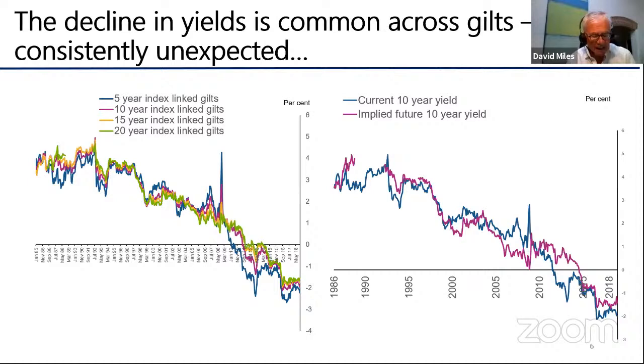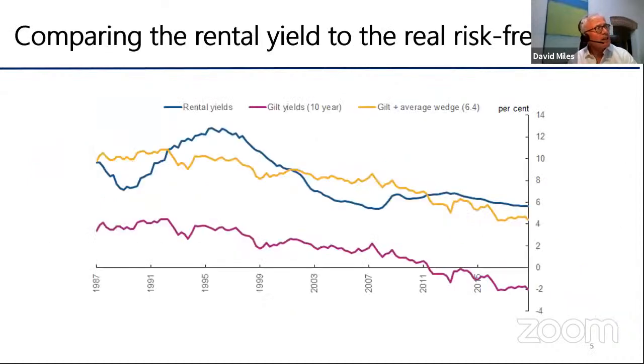It also, I think, explains the decline in rental yields, which has been pretty much in line with what has happened to the decline in real interest rates on government bonds. Forget about the yellow line for a minute. Let's just look at the blue line and the purple line. The purple line, again, is the real interest rate on 10-year government debt in the UK. The blue line is a measure of average rental yields in the UK.